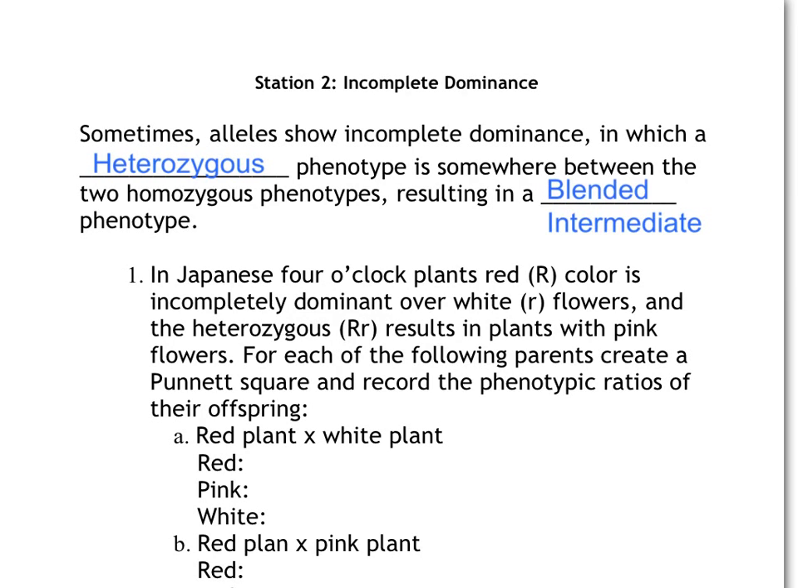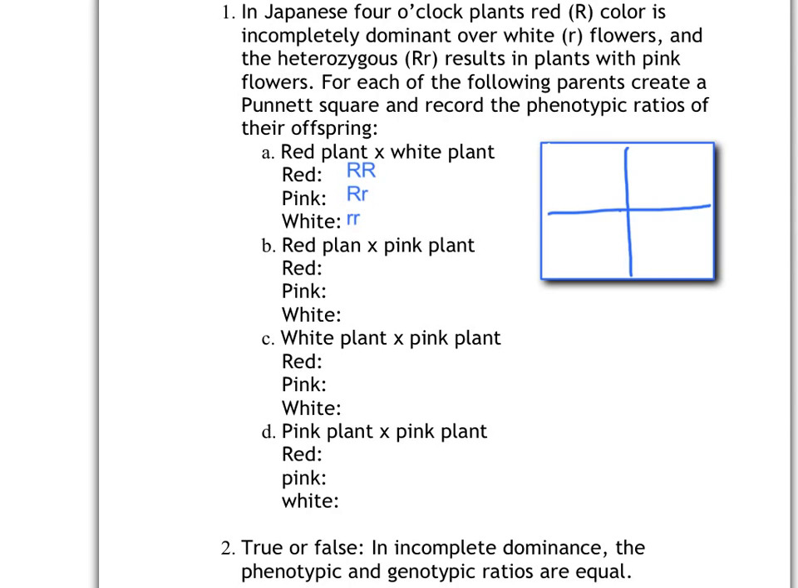Now, we're dealing with incomplete dominance. Sometimes alleles show incomplete dominance, in which a heterozygous phenotype, remember that's two different alleles, is somewhere between the two homozygous, the two same allele phenotypes, resulting in a blended or intermediate phenotype. So kind of like a mix of the two homozygous phenotypes. So now we're going to solve some incomplete dominance problems.